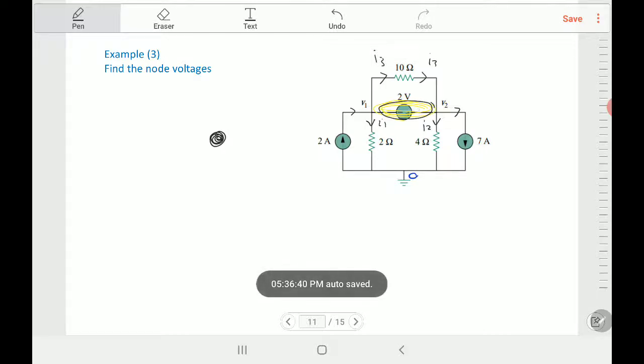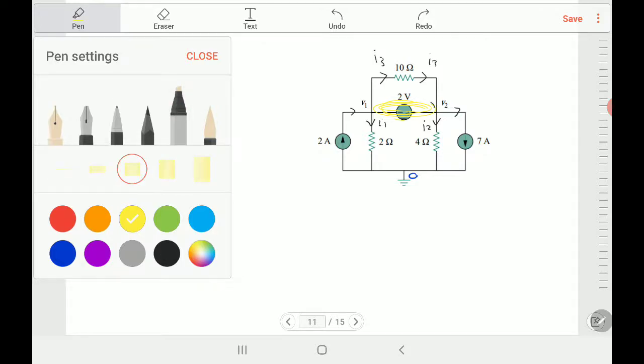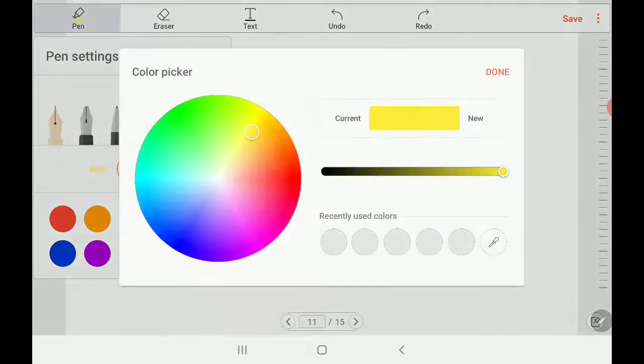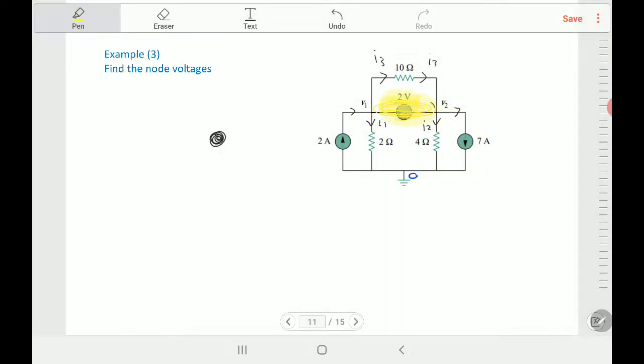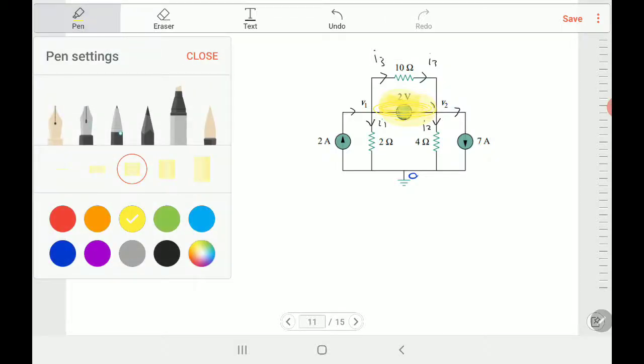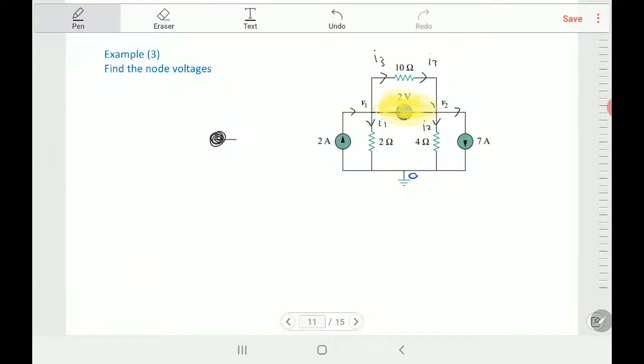I will mark it with a marker here, in a nice color. So this is a super node. What's coming in? 2 ampere, coming here, I1. But once you have a resistance, you have to know its voltage. What's the voltage here? V1. Here, 0, ground.